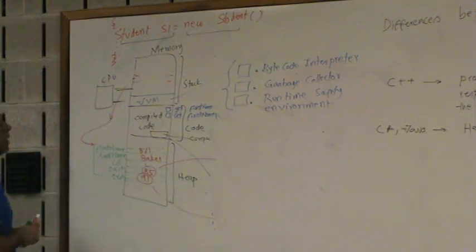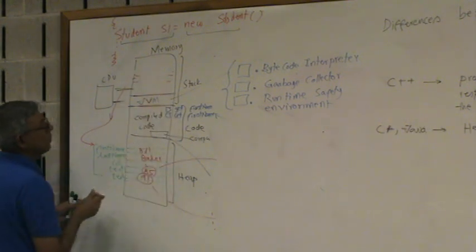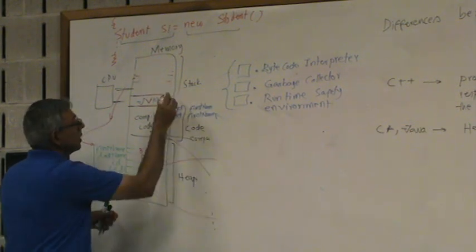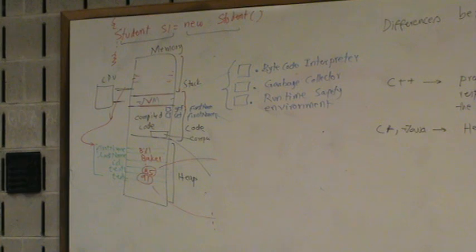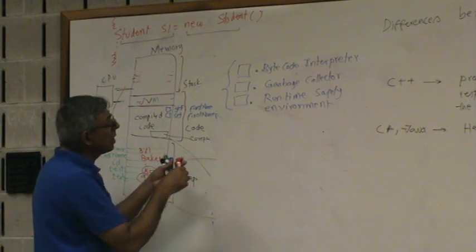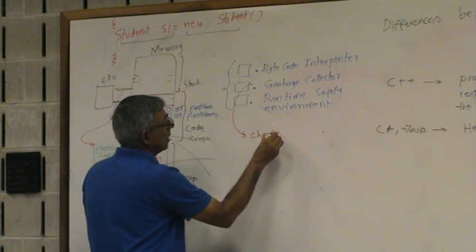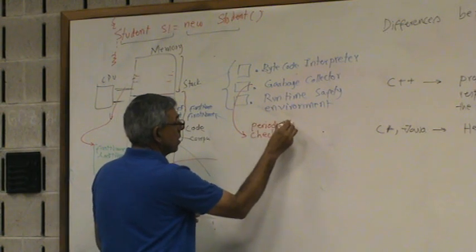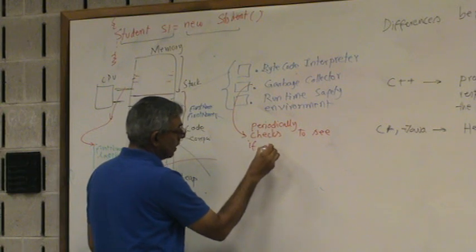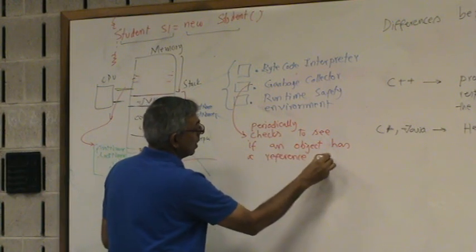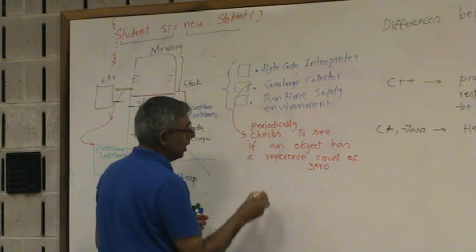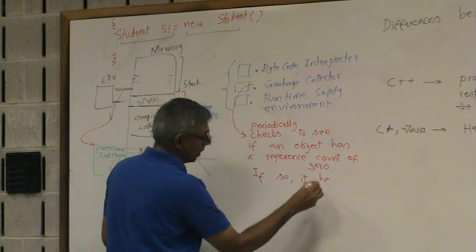In order to run a Java program, as an example, you have to load the JVM, which stands for Java Virtual Machine, in the memory of the computer. This is not part of the stack. This is part of the code area. So the JVM gets loaded, and internally it has three things: the bytecode interpreter, the garbage collector, and the runtime safety environment. This garbage collector periodically checks to see if an object has a reference count of 0. If so, it removes it from the heap.